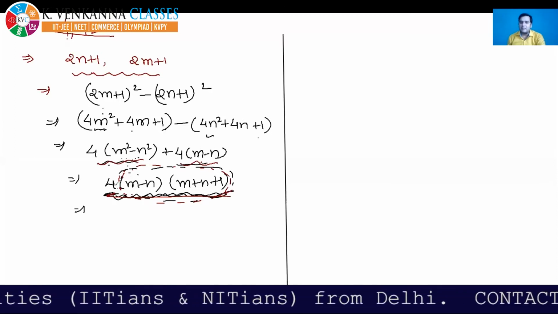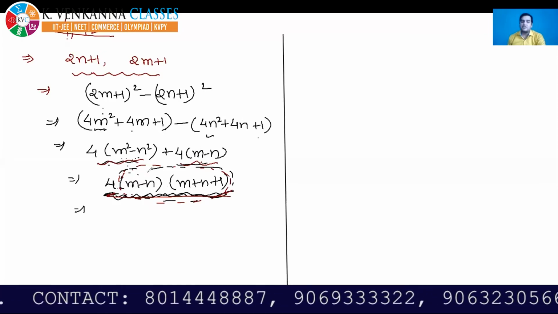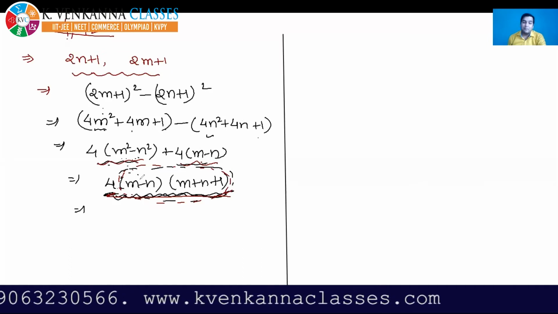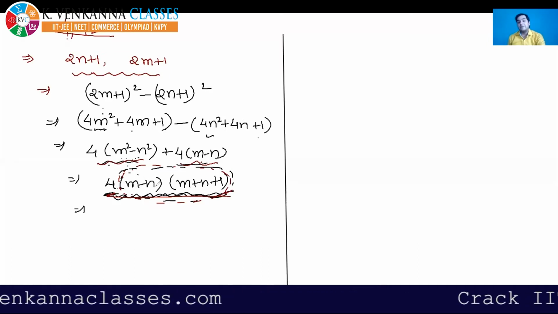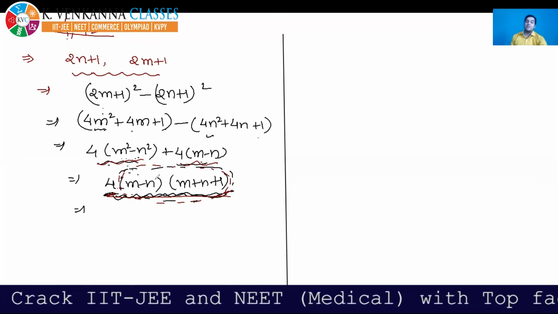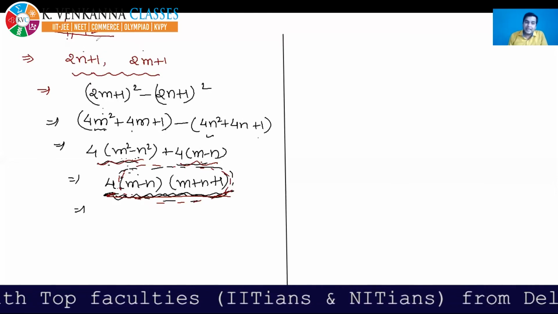Now it's clearly a multiple of 4, but I have to prove that it is a multiple of 8. That's why I was telling that this encircled thing must be a multiple of 2. I have to prove that this encircled thing is a multiple of 2. So listen carefully, everyone. See, m and n are integers.